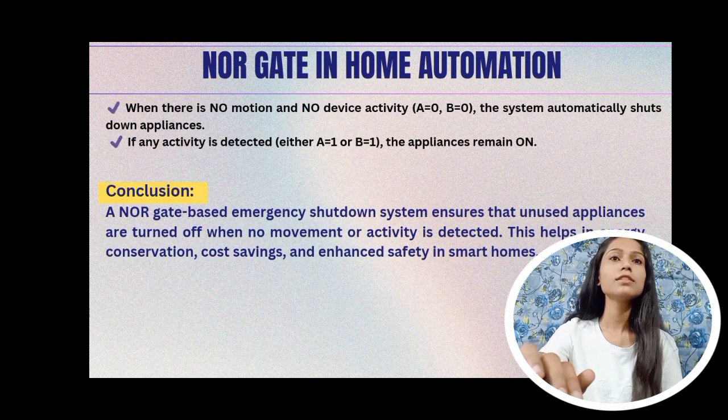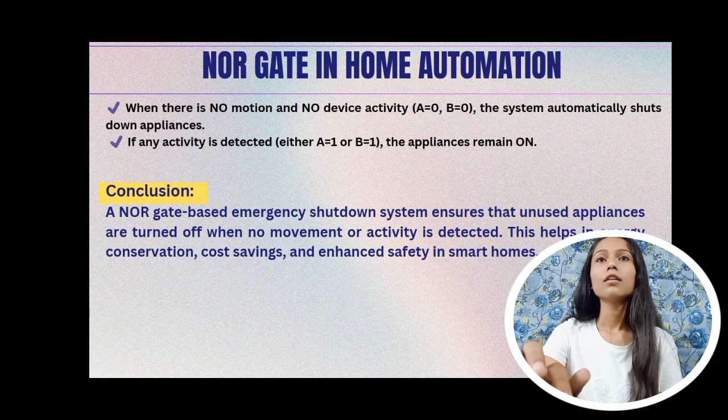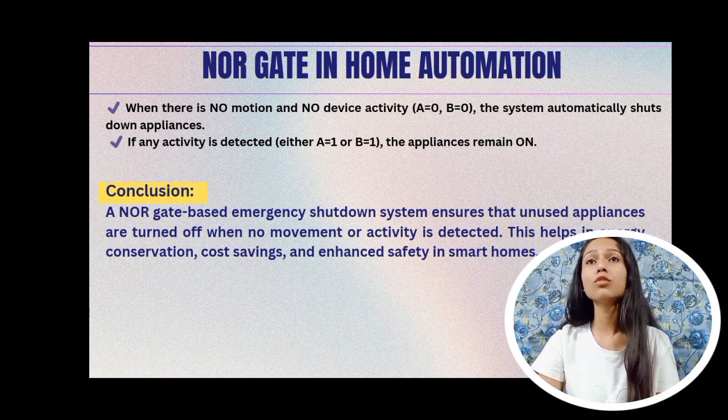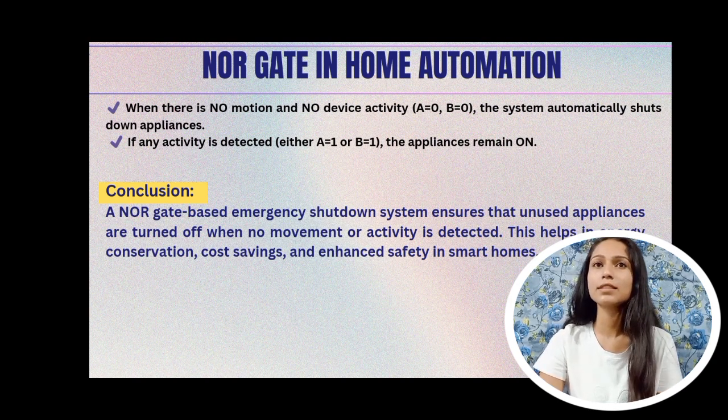Now we will see. When there is no motion and no device activity, the system automatically shuts down appliances, and if any activity is detected, the appliances remain on. In conclusion, a NOR gate based emergency shutdown system ensures that unused appliances are turned off when no movement or no activity is detected. This helps in energy conservation, cost saving, and enhanced safety in a smart home.